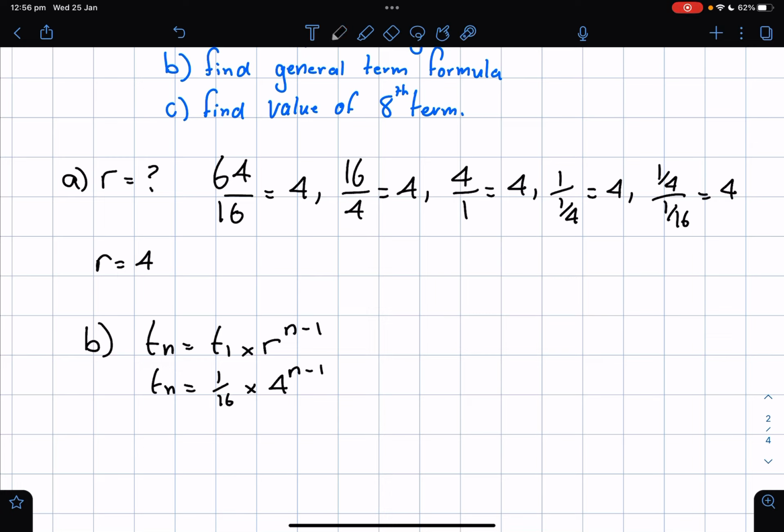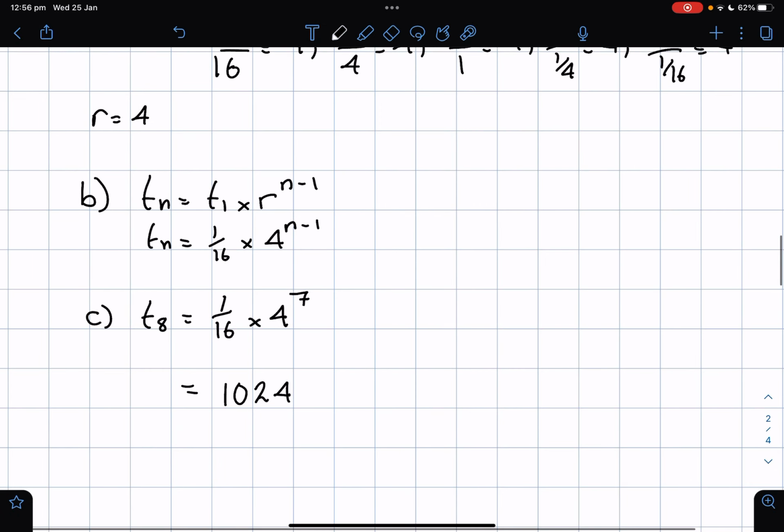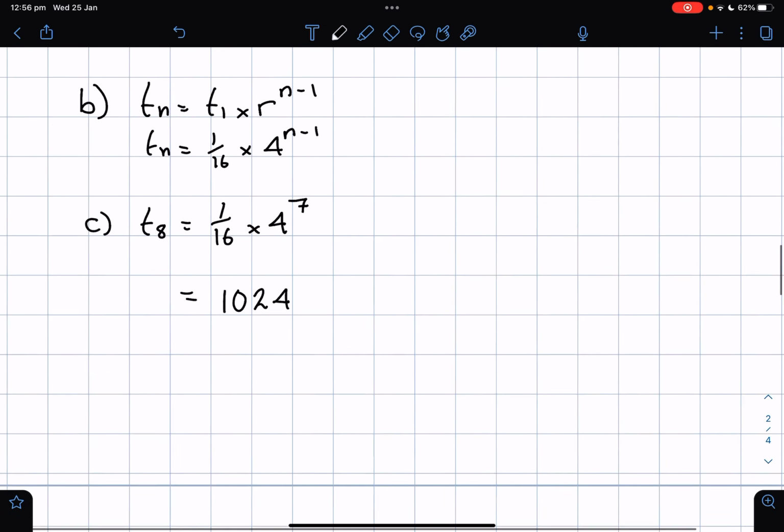Now, find the value of the 8th term. So T8, so n equals 8. So 1/16 times 4 to the power of 8 minus 1. Now 8 minus 1 we know is equal to 7. I can't do this in my head. If you can do it in your head, fantastic, but grab a little calculator. I've got mine next to me here. So 1/16 times 4 to the power of 7 gives me 1024. So my 8th term is 1024. It is as simple as that.